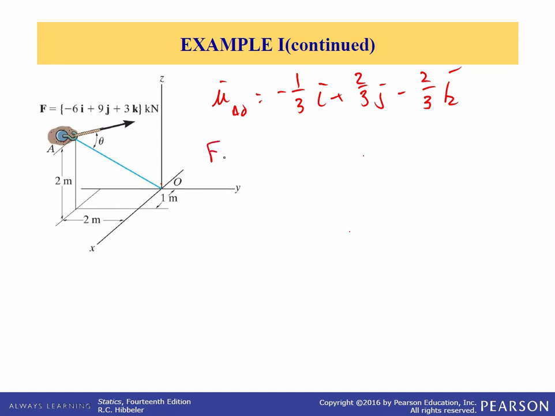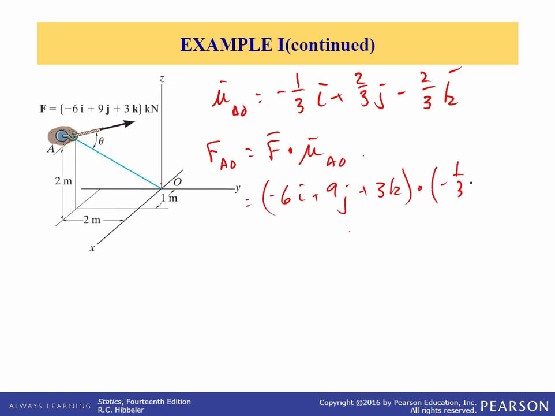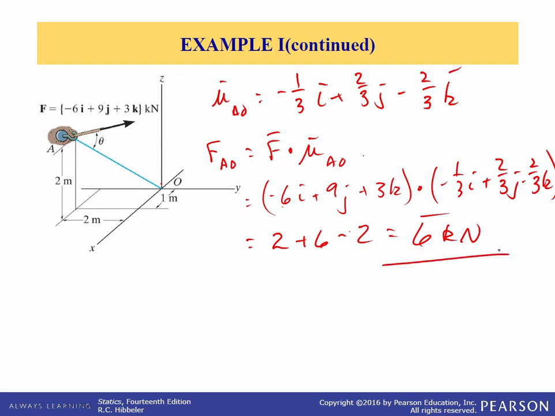So the component of F along the line OA is equal to the vector F dotted with the unit vector between A and O. So this would be -6i plus 9j plus 3k dotted with -1/3 i plus 2/3 j minus 2/3 k. So this is just -6 times -1/3, which is 2, plus 9 times 2/3, which is 6, plus 3 times -2/3, which is -2. So the answer is 6 kilonewtons. That's the component of the force F along the line AO.